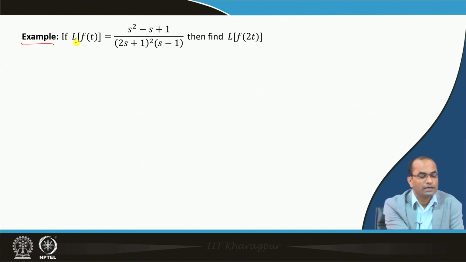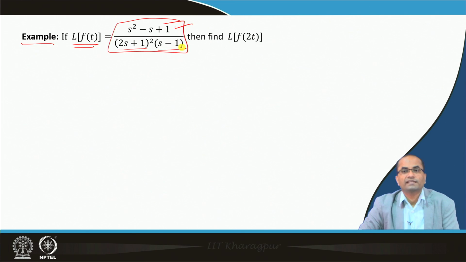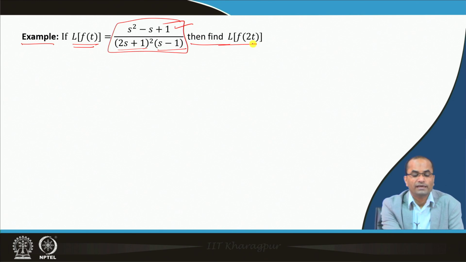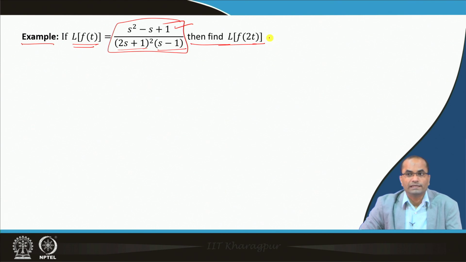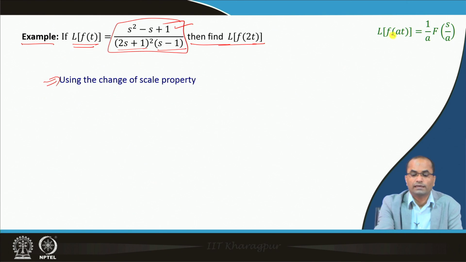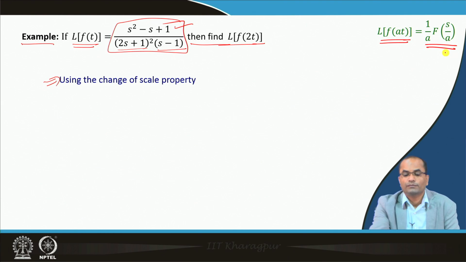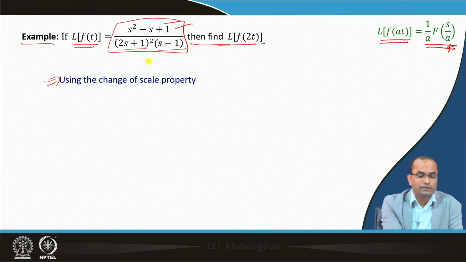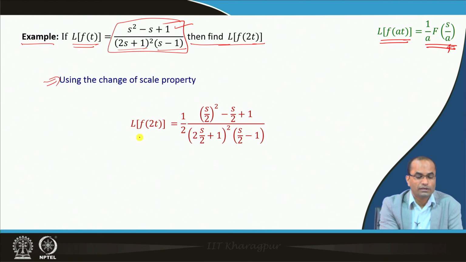Coming to the examples, we have the Laplace of f(t) given as (s square minus s plus 1) over ((s plus 1) whole square and (s minus 1)), and then we want to find the Laplace of f(2t). So, we will use naturally the scale property, which says that the Laplace of f(a t) is nothing but 1 over a, and in the Laplace transform of f(t) we have to replace s by s over a. So, here we have to now get the Laplace of f of 2t.